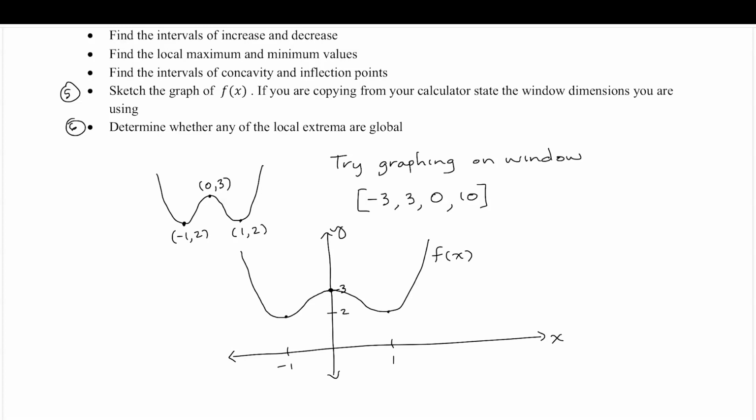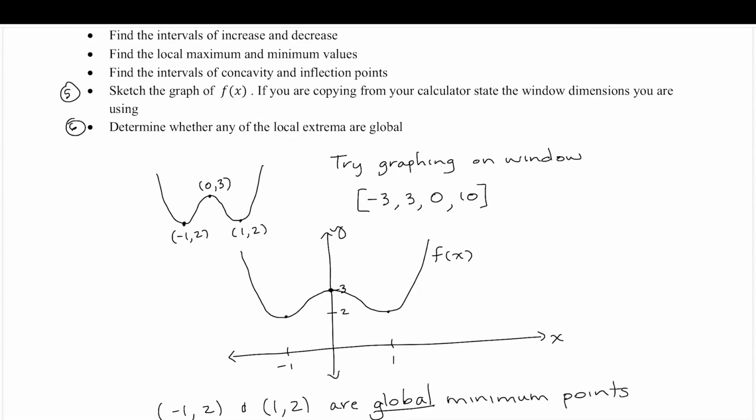Okay, and last but not least, number 6, determine whether any of the local extrema are global. In this case, I can see that the points at negative 1, 2 and positive 1, 2 are global. They are the lowest points on this function. There is nothing lower. These are global minimum points.